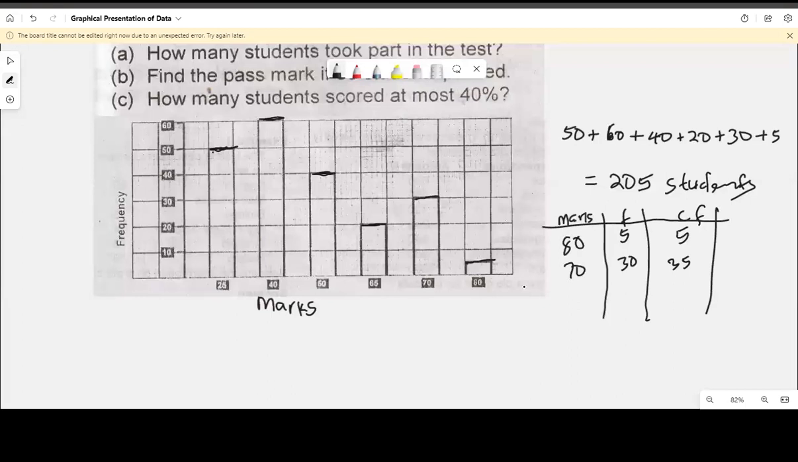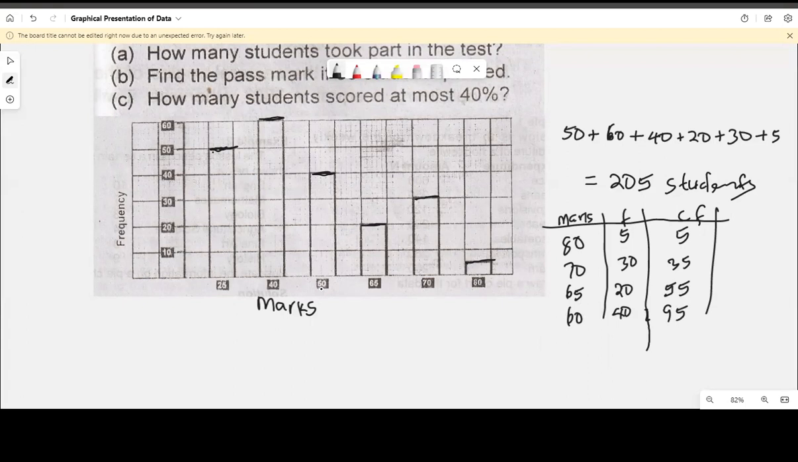So we are at 70 now. The next mark is 65. We are going down from the highest mark to the lowest. How many students score 65? 20 students. And 20 plus 35 is 55. The next mark is 60. How many students score 60? 40 students. 40 students plus 55 is 95.